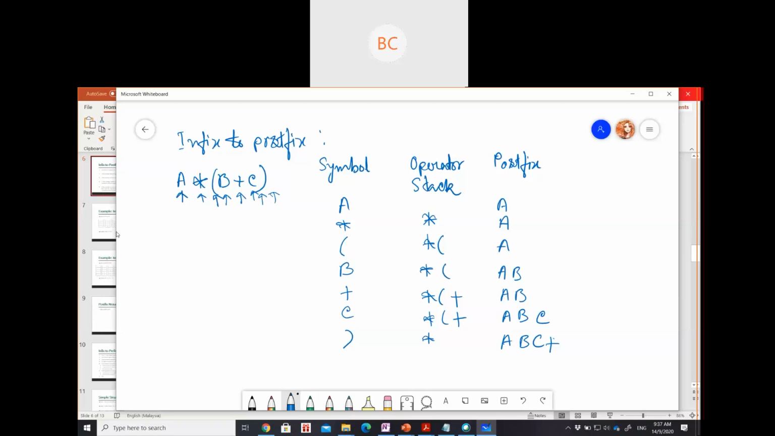Now see, there is nothing here. So this one is your empty. So once you reach the empty string, meaning nothing left to scan, you will just empty your stack. So after copying all the operators inside the stack, finally you will get this expression. So this is your final postfix expression. Is it clear to you guys?